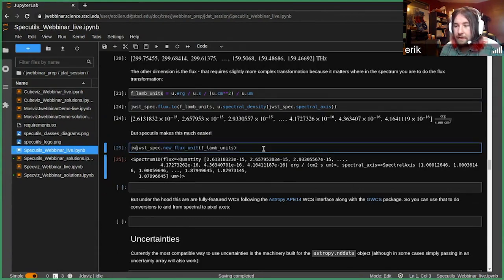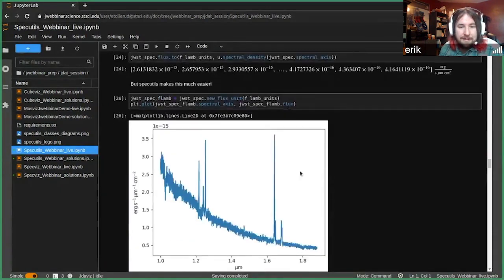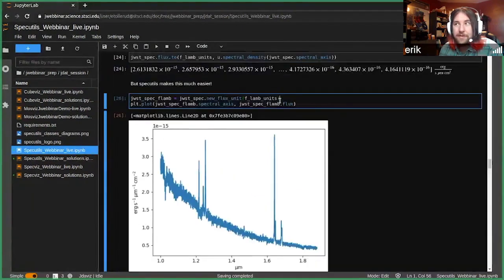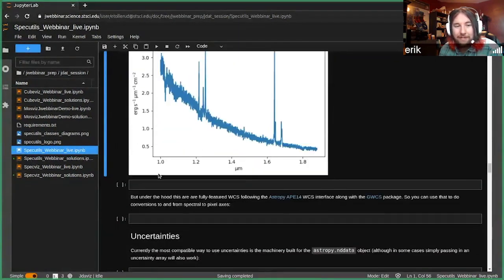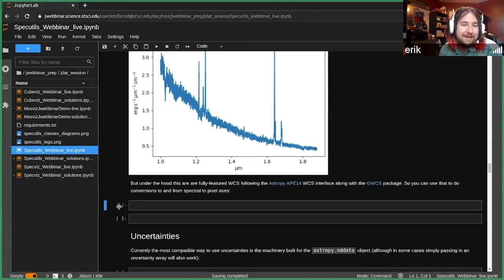Example, if we give that a name, plot it up, you will see that indeed it's got that tilt in it that is exactly what it should have if you do a conversion from f nu to f lambda or vice versa. And you didn't have to remember which is the right way. And if you're like me, that's a huge lifesaver.